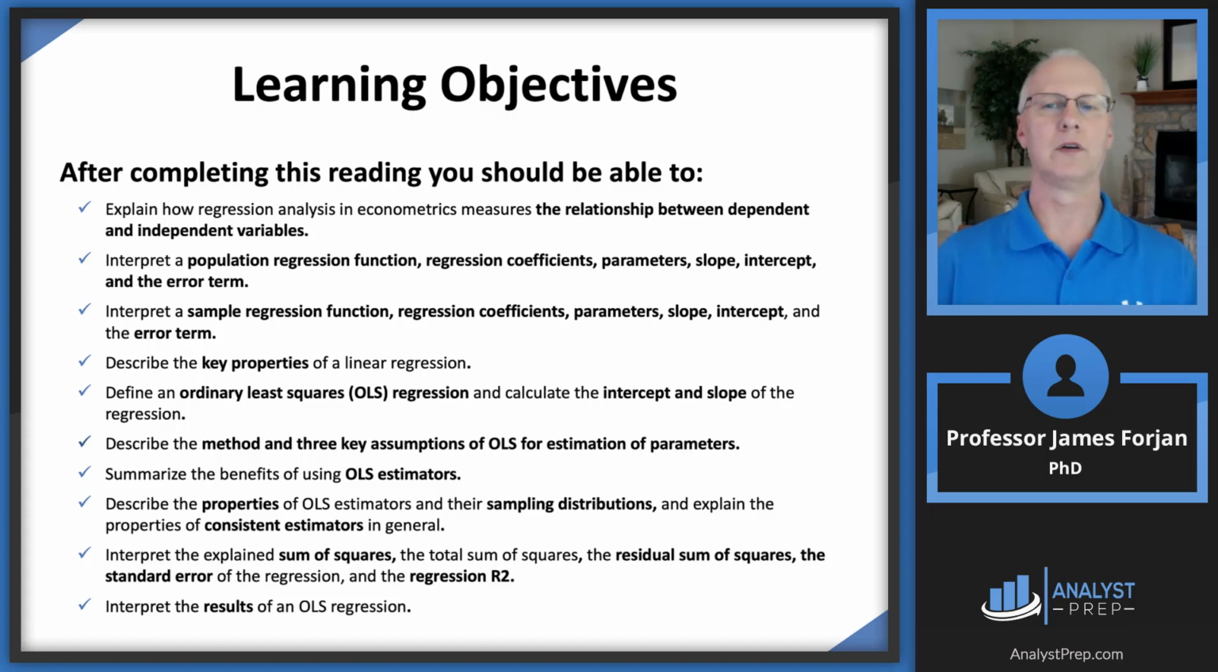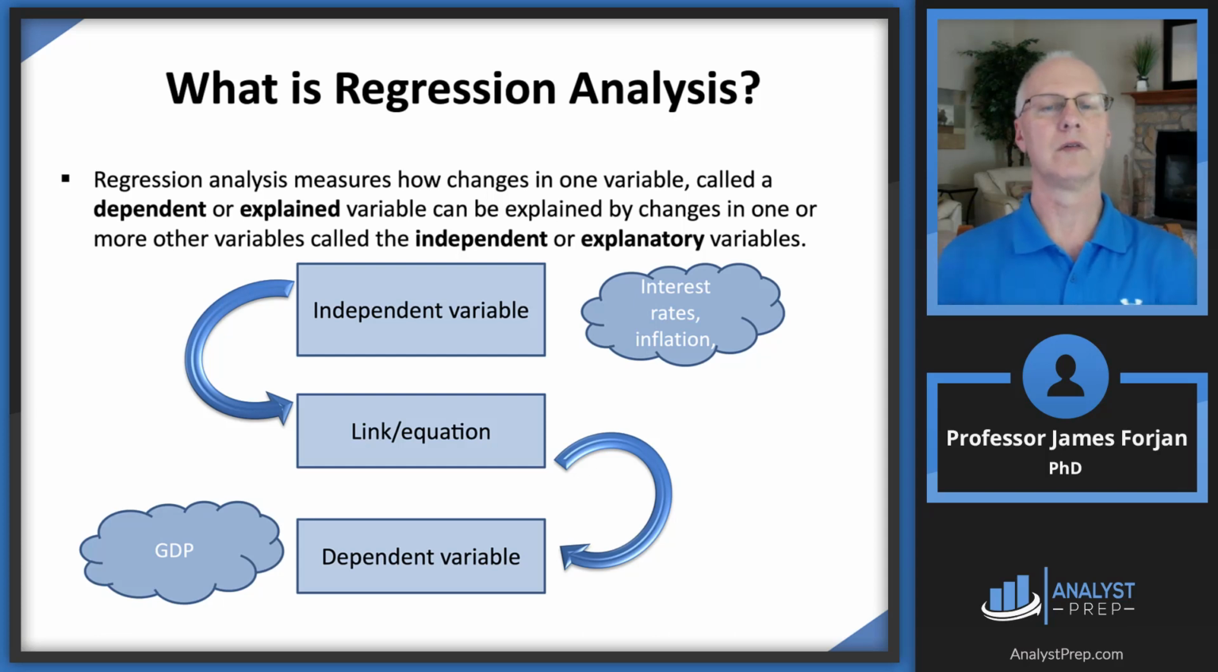All right, so there's what I was describing in that previous slide. We need to interpret the regression function, the coefficients, the slope, the intercept, all that kind of good stuff. We need to interpret it. We need to describe key properties and look at the assumptions of the ordinary least squares method. We need to look at the costs and the benefits of using the OLS estimators, describe properties, interpret the sum of squares, and then interpret the results of an ordinary least squares regression. So let's get started. Here's the good first question.